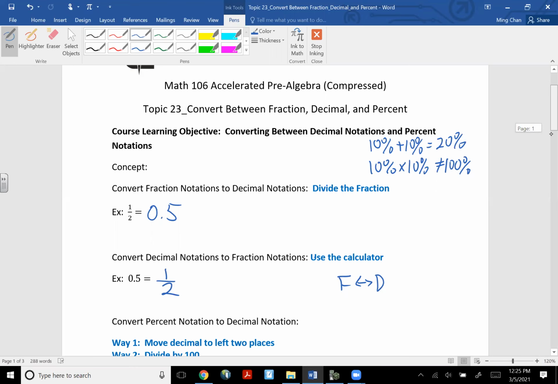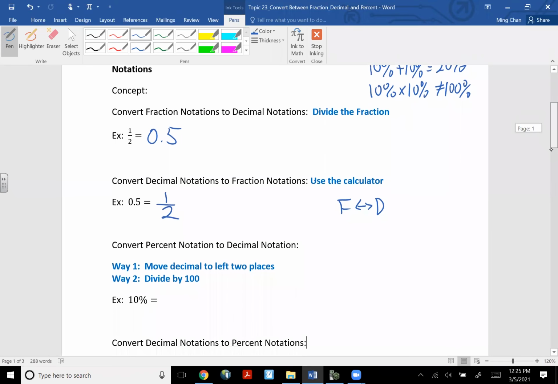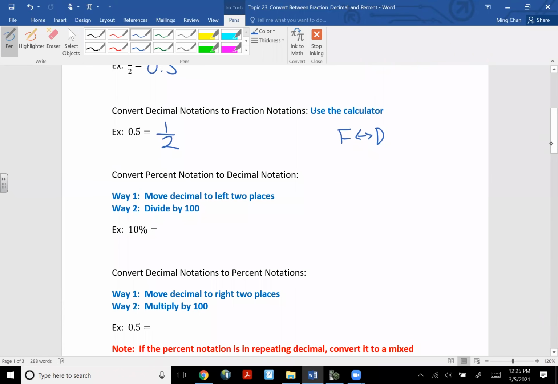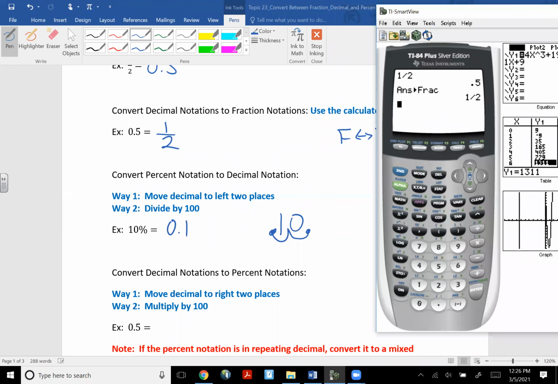Okay, let's take a look at how we convert percentage into decimal notations. So we talked about power of tens before. In terms of division, whenever we move the decimal to the left two places, it's equivalent to dividing by 100. So whenever I'm starting with a percent to convert into decimal notation, I will simply move my decimal to the left two places, which is the same as dividing by 100. So I need you to know both ways. I need you to know how to do it in the calculator as well.